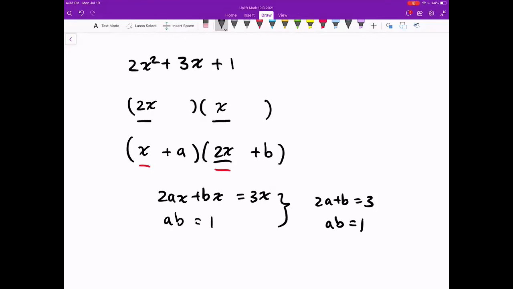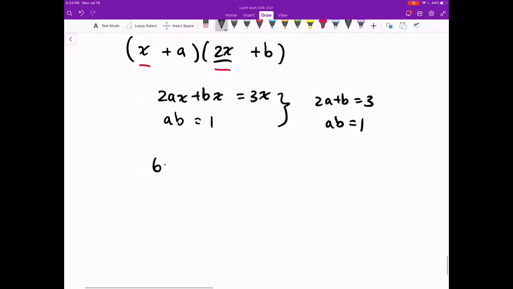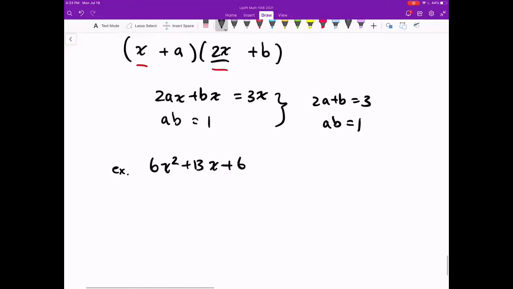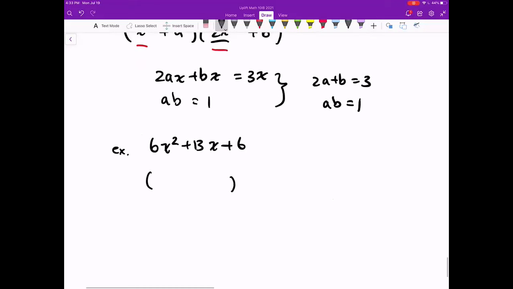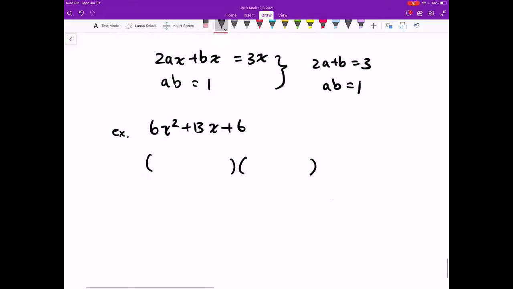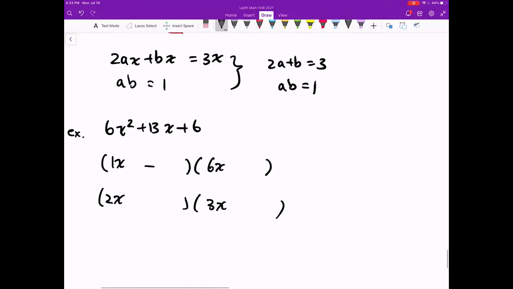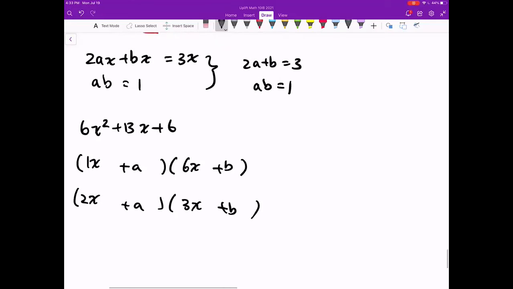Yeah, we should. Okay. So let's do 6x squared plus 13x plus 6. Now, the first two x terms can either be 1x times 6x, or it could be 2x times 3x. And then we can just do a and b plus a and b. In our first case, we see that 6a plus 1b is equal to 13, and a times b is 6.